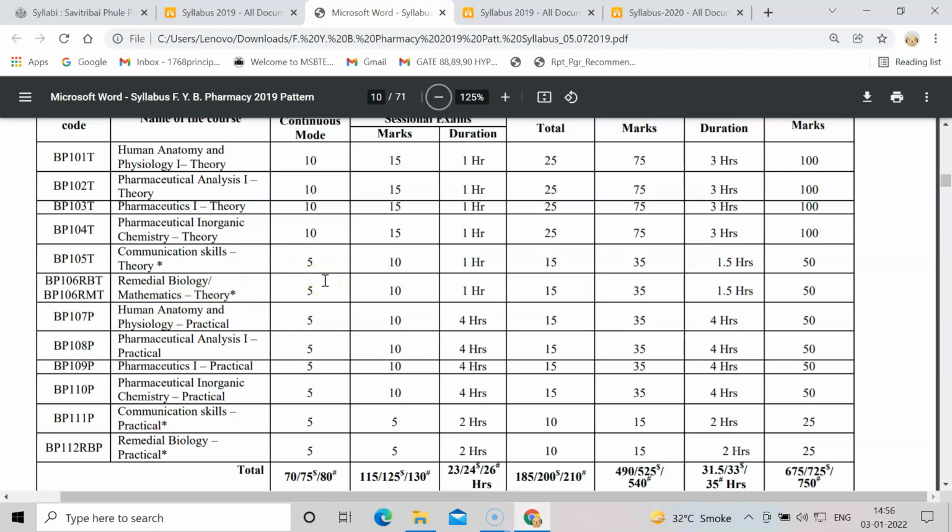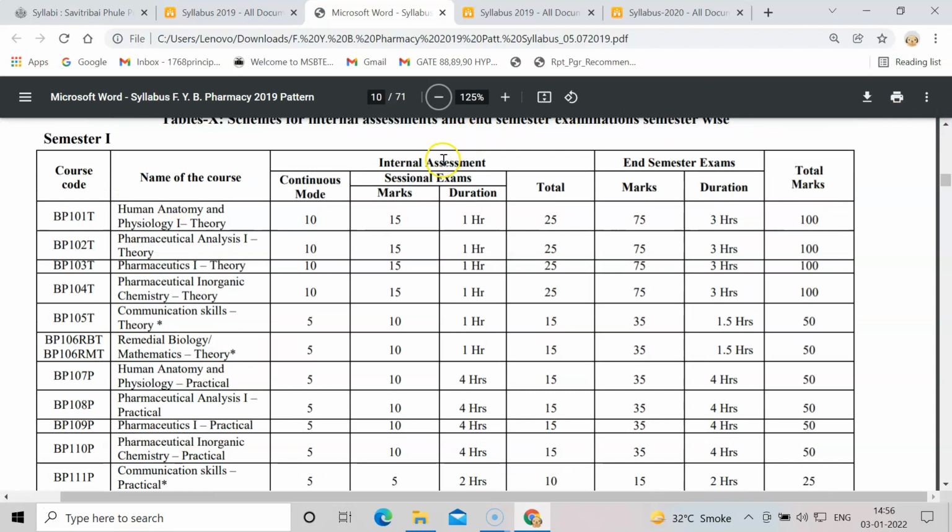Now see the scheme. What is the scheme for this course structure? There are two main parts: internal assessment and end semester examination. The internal assessment, and we will say external assessment here, is the end semester examination. After every 6 months, at the end of the semester, you will have an end semester examination. The total for a theory subject is 100 marks, and 75 marks are for the end semester examination, which is like the university examination, or external examination, and the remaining 25 marks are conducted in the college.